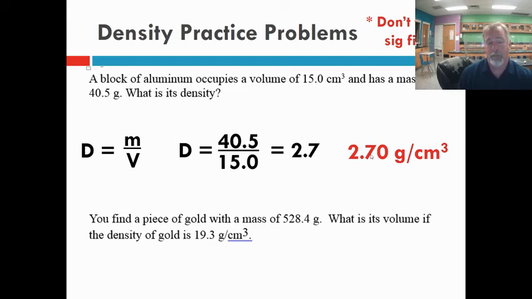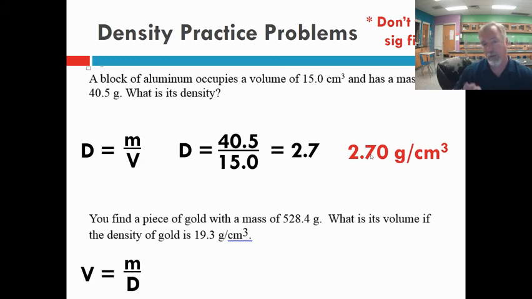Let's do another one. You find a piece of gold that has a mass of 528.4 grams. And this time we're going to ask you for the volume. Right? So I give you the density is 19.3 grams per centimeter cubed. So we have to rearrange our equation. Right? We can't use our base equation, density equals mass over volume, because we're not looking for density here. We're looking for volume. Well, hopefully, if you remember using your little triangle, you're going to see your cover up.